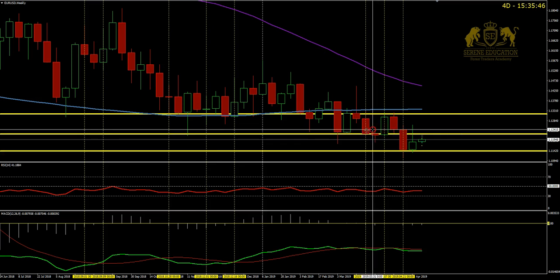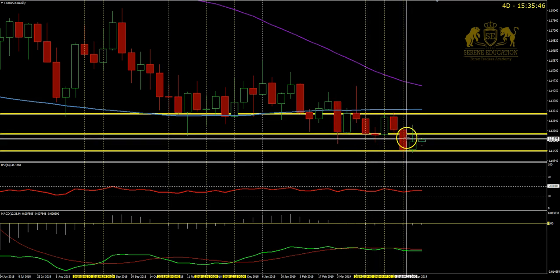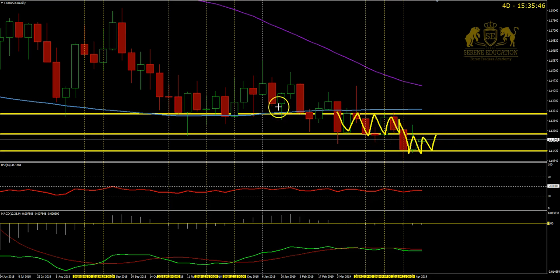If I draw a line on the previous consolidation levels, you'll see that price has been quite worried. A lot of hesitation, then a breakout, then we got hesitation yet again. So please remain cautious on this particular pair.